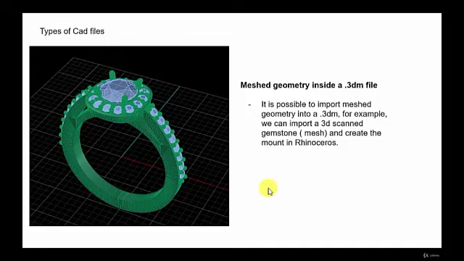It could be the case that, for example, we 3D scan something like another ring or a gemstone using a 3D scanner. The result of that 3D scanning is going to be a mesh. Then if we are going to create something with that mesh, we will need to import it into Rhino or any software that you're using, and then create the geometry for that. So we would have a 3D scan object, which is a mesh, inside the Rhino file, and we can save that as a 3DM.